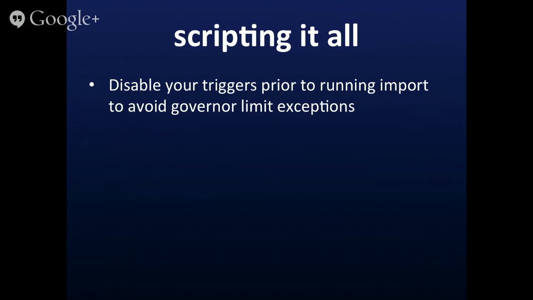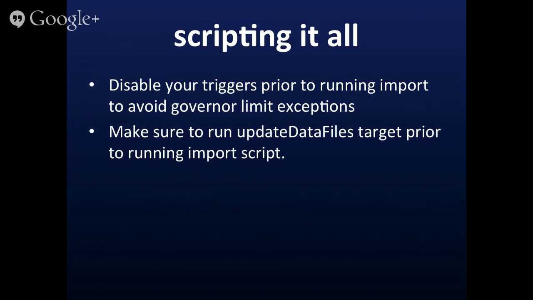Some other notes about putting the scripts together. You want to disable your triggers prior to running the import so you don't hit governor limit exceptions. That will happen with larger data models if you've got a lot of triggers on them. You want to make sure you run update if you're doing an export followed by an import. You want to run that update data files, at least with the way I have things set up.